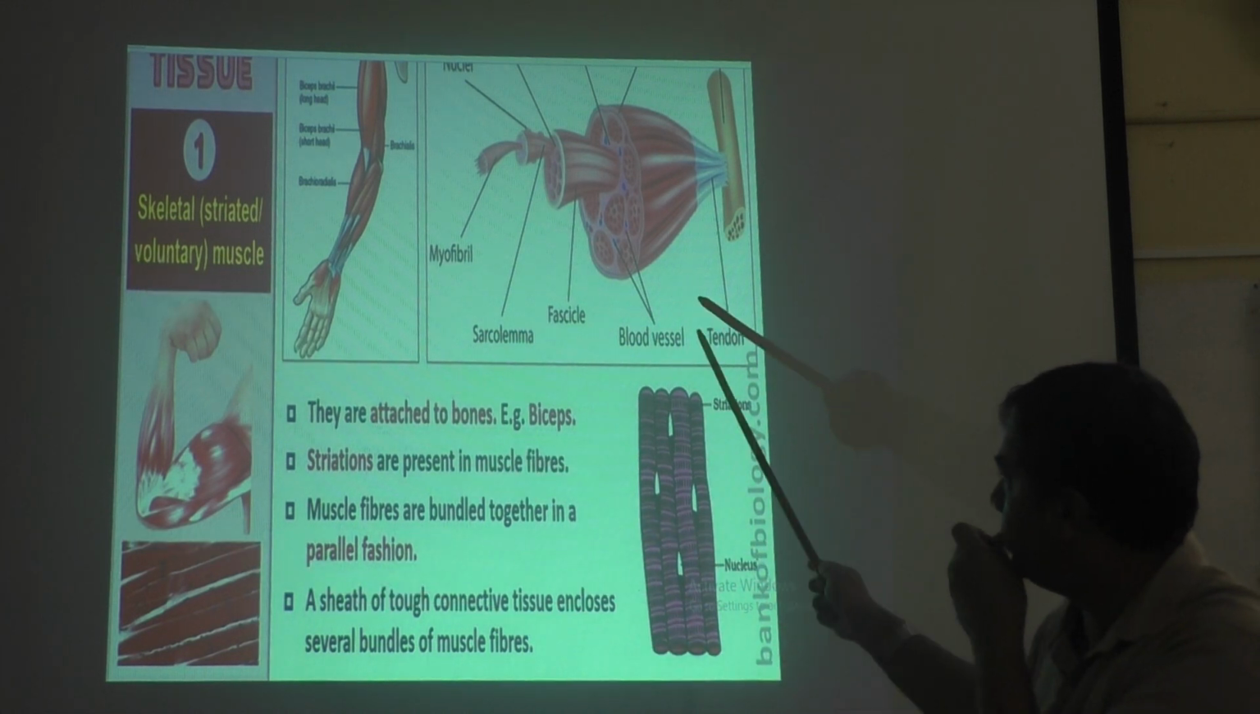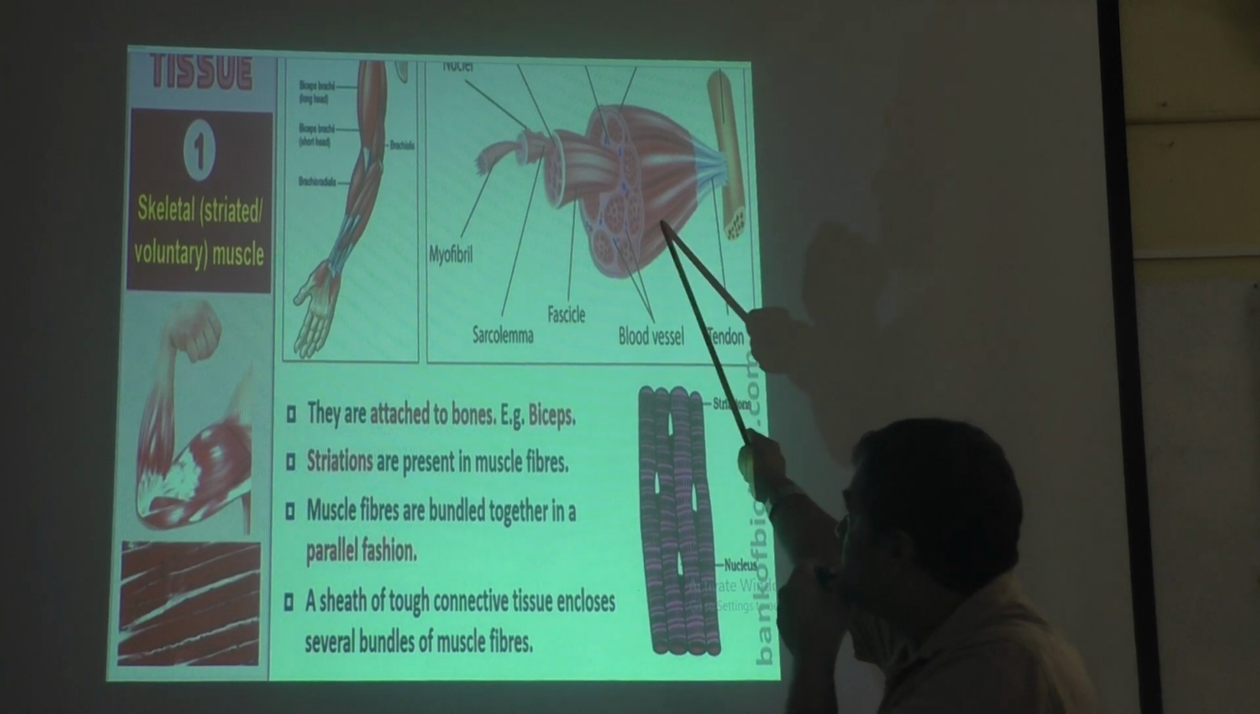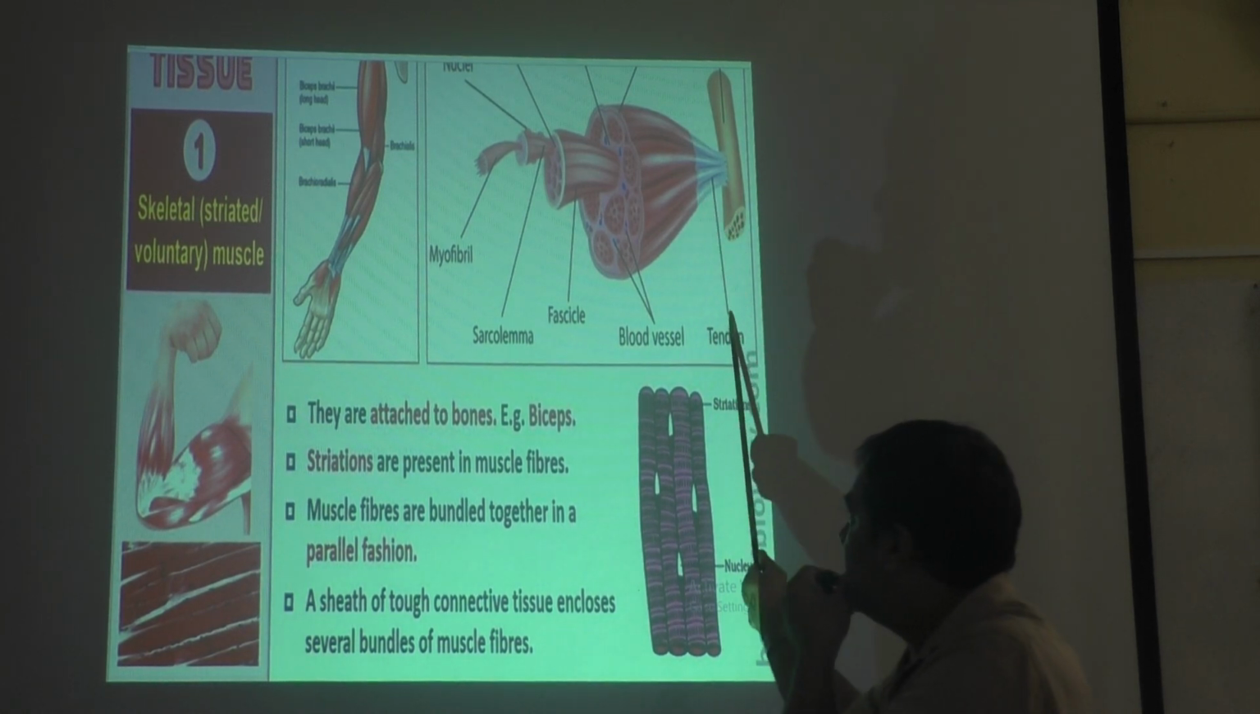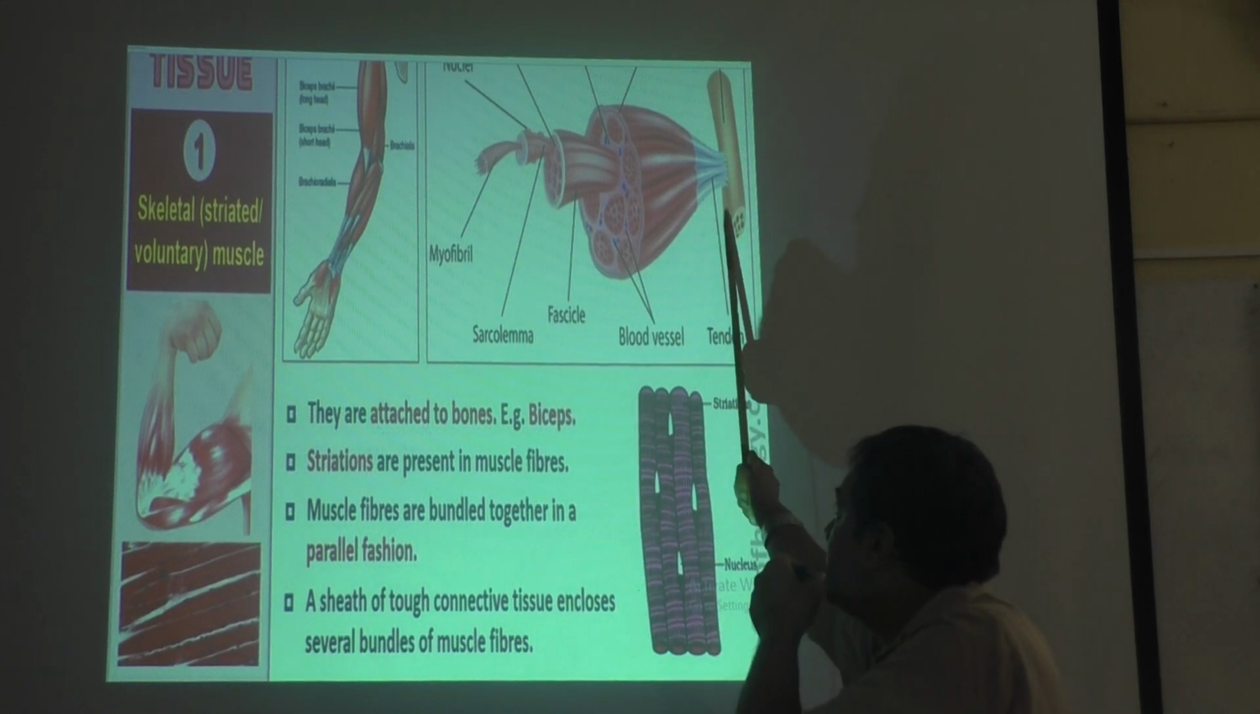Like I told you, this is a bone and this is a muscle, and this white part you see is a tendon. I told you, the tendon is the part which joins bones with muscle.